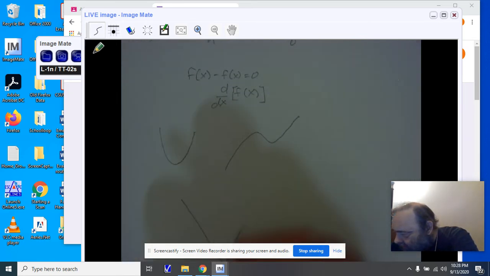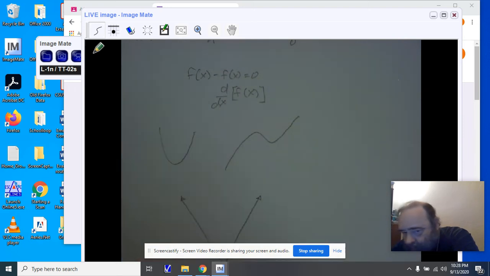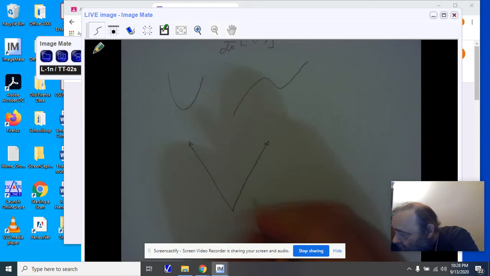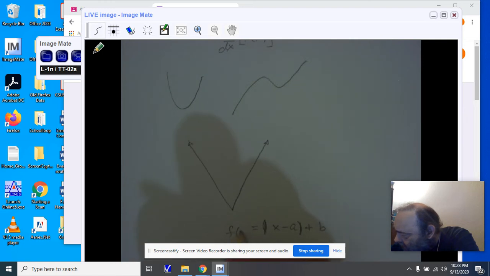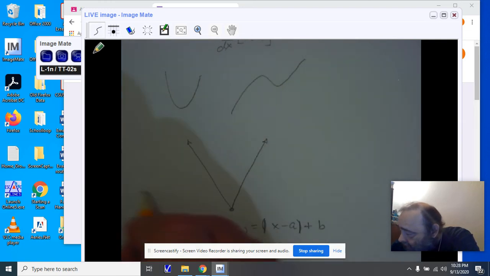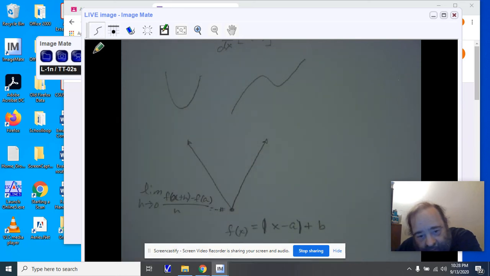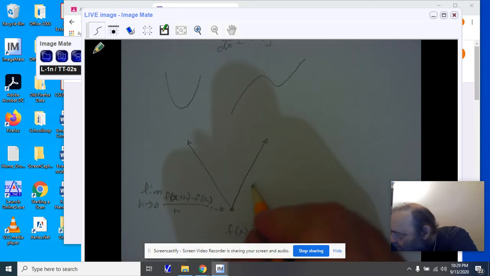Now, there's one graph we haven't looked at. This is also a function, but look at what happens in this one. This is an absolute value, f of x equals the absolute value of x minus a, plus b. Now you'll notice our limit as h approaches 0 for f of x plus h minus f of x, and we'll put in our a, all over h. This is going to give us a negative value, isn't it? Because we have a negative slope there. But look on the other side.